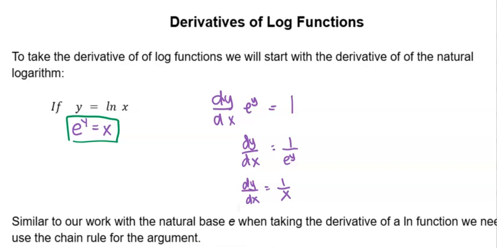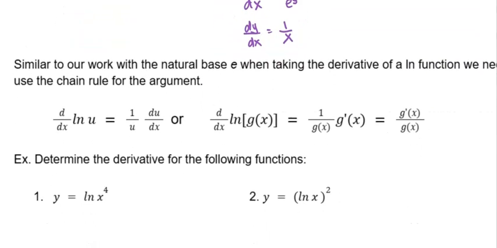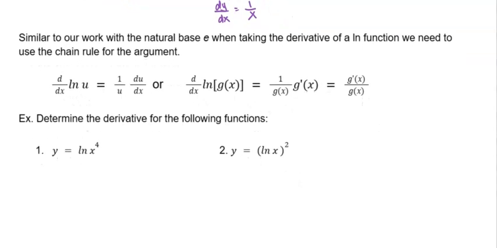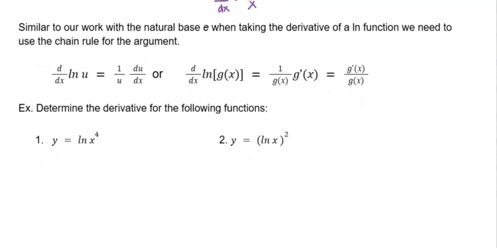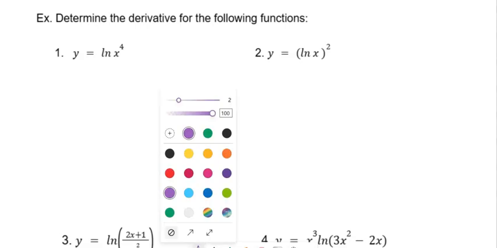So this gives us a new rule. Similar to our work with the natural base e, when taking the derivative of the ln function, we need to use the chain rule for the argument, so for whatever is inside the function. So the derivative of ln u is just 1 over u, and then the derivative of u. And then the derivative of ln, where we have a function in there, is 1 over the function, and then the derivative of the function, which could also be written as g prime of x over just the function g of x. So let's see what this actually looks like.